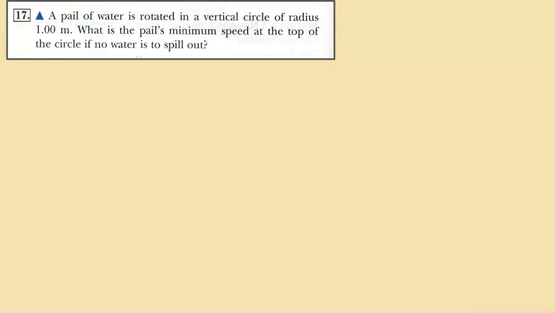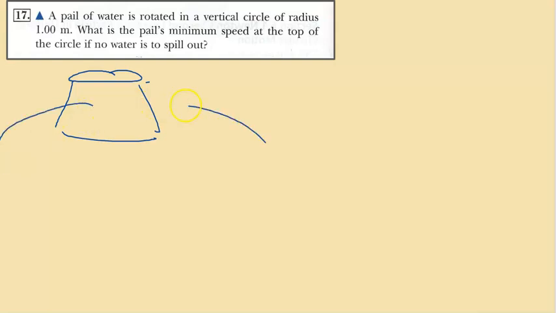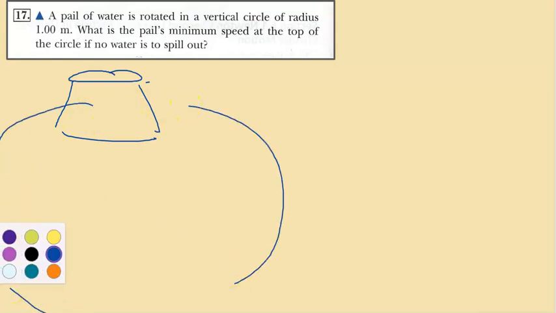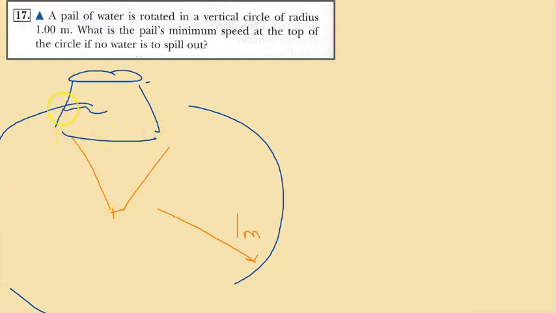Okay, folks, this is an example problem for vertical circles. So you have a pail of water and it is going in a circle of radius 1 meter. So imagine there's like a string. We care about the water. It says, what is the pail's minimum speed at the top of the circle if no water is to spill out?